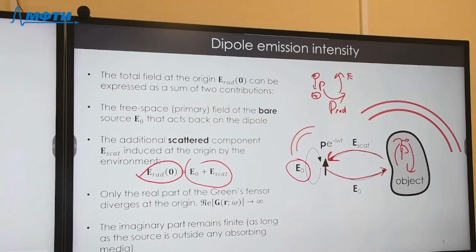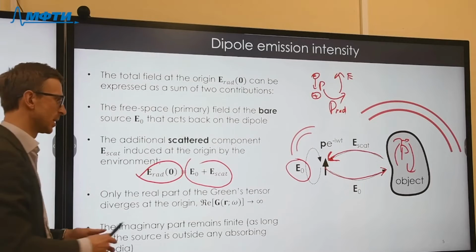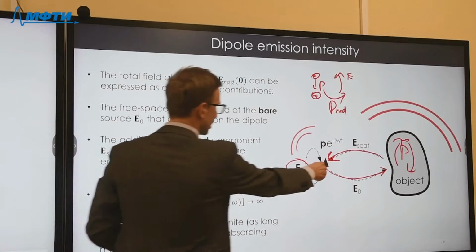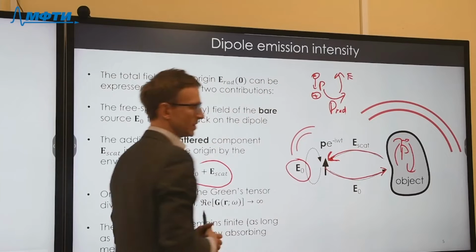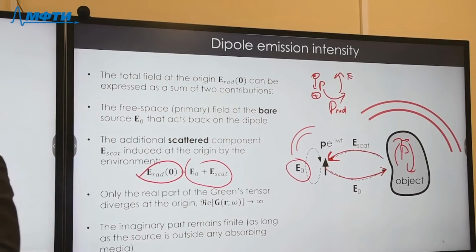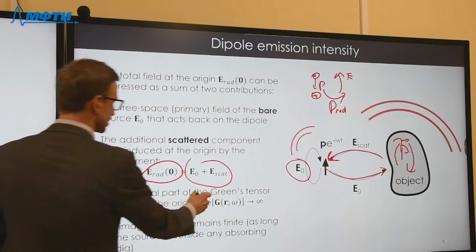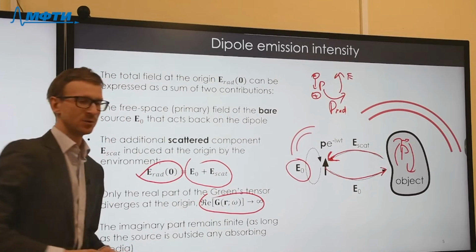And so now you can notice that this emission intensity, the total emission intensity, is described by the imaginary part of the Green tensor. And for free space, you may recall that the Green's tensor has a singularity at the origin. The Green's tensor becomes infinite when we calculate the Green's tensor at the location of the dipole itself. And so you may think that the imaginary part will be infinite, but that's not the case. It is only the real part of the Green's tensor that diverges at the origin.